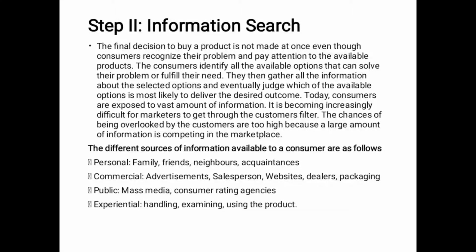Then commercial. So you see advertisements, usually you go through, say, this one mobile, see the product that way. A salesperson, you will be going to and speaking to the sales people, websites, dealers, packaging, all those people whoever are involved with those items, you will be consulting them or going through the websites. Then public: mass media, consumer rating agencies. There are consumer rating agencies, they will rate the product. Usually in the websites and also in social media, you see for a particular product the comments of the people. So they are very important. On that basis also people will judge whether to buy or not.